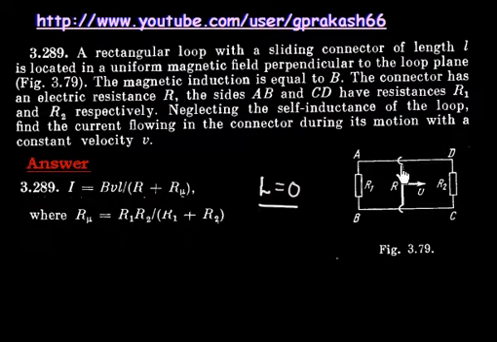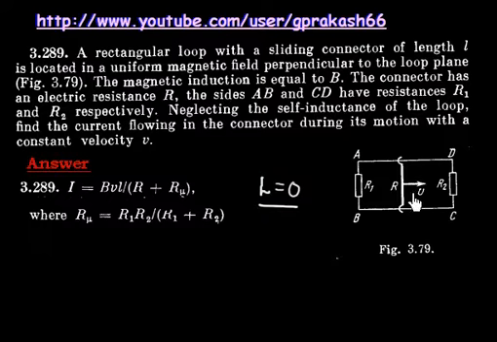There is a connector that is also connected, and this connector has a resistance R, and it moves with velocity v that is given to you. The question says there are no mutual or self-inductance, so neglect the self-inductance. This means L is equal to 0, and we have to find the current through this connector. So this is the current.